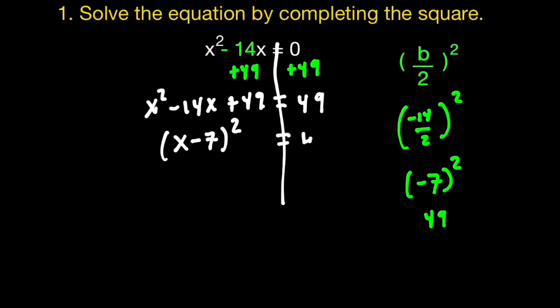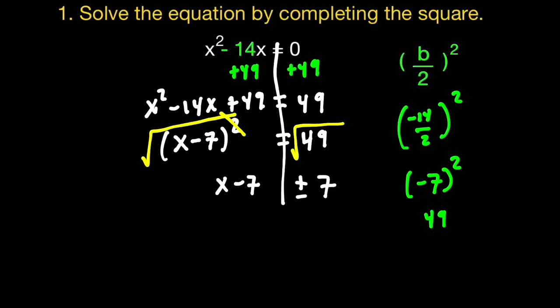This equals 49. I'm trying to solve for x, so I need to isolate x. But before I can do that, I need to get rid of the square. I can do this if I take the square root. So I'll have to take the square root of both sides of the equation. And on the left-hand side, the square and the square root are going to cancel out, leaving me with x minus 7. And the square root of 49, I'm going to get two solutions. I'm going to get plus or minus 7.